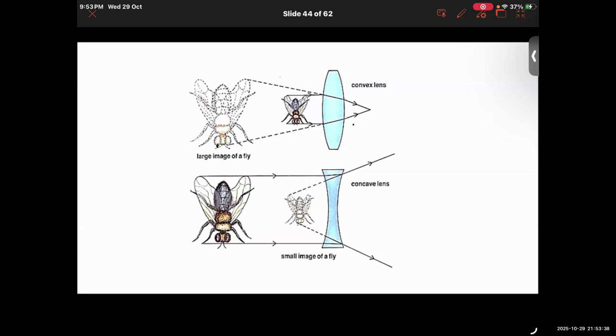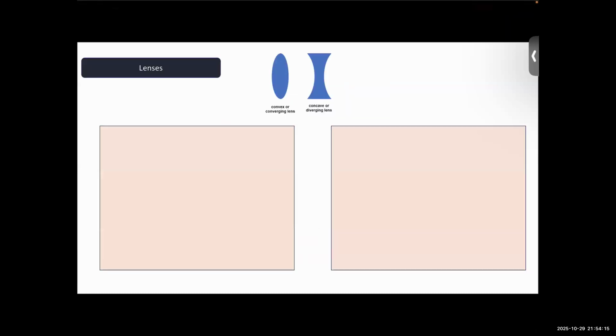When the fly is near to the mirror and it's bent outward, the image of the fly will be large because it's a convex mirror and it's bent outward. But in a concave lens, the image occurs to be small, and the actual fly is a little away from the lens.